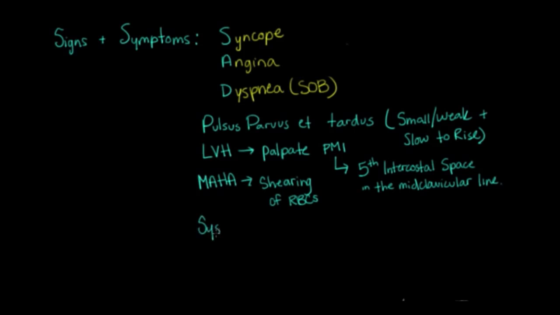And finally, you get a systolic ejection murmur on auscultation, and this systolic ejection murmur is best heard in the aortic area, or the right upper sternal border, and that may or may not have an ejection sound as the valve pops open.